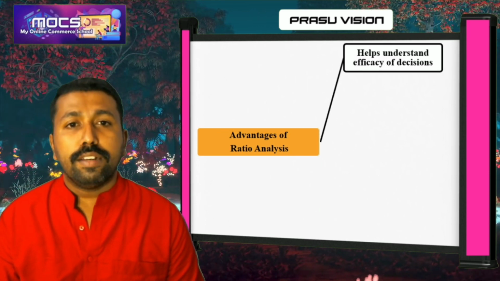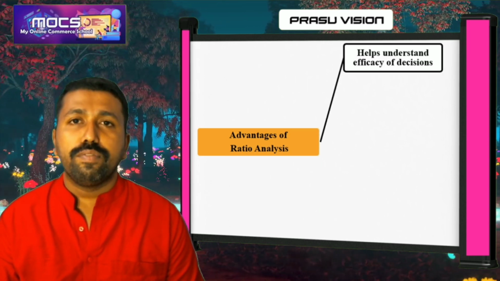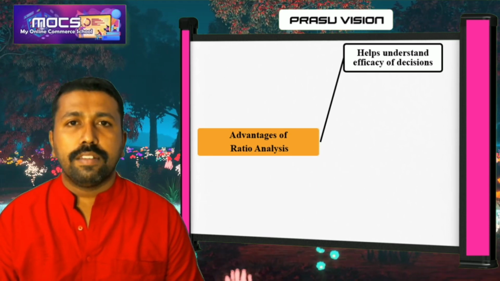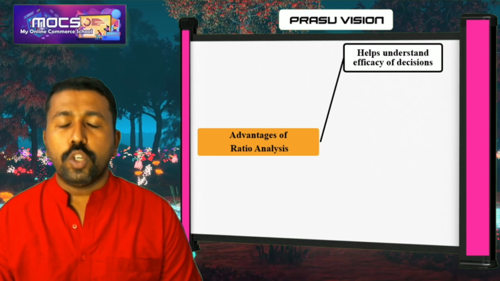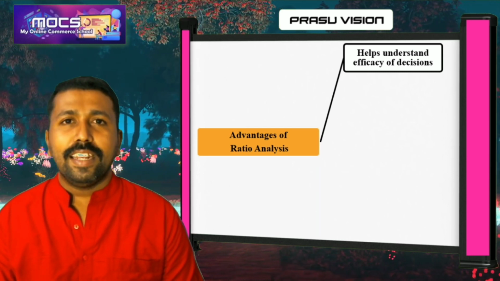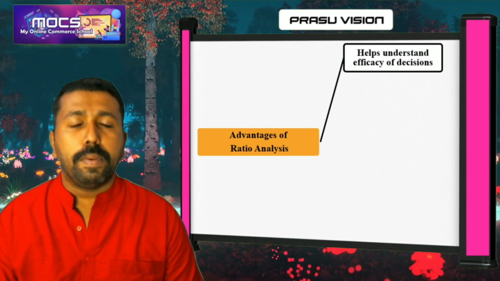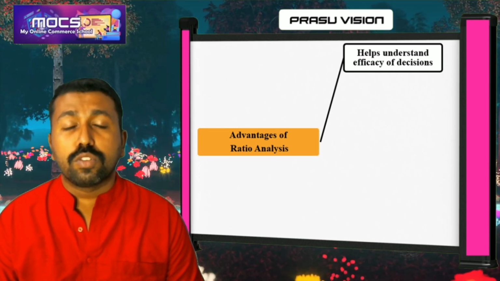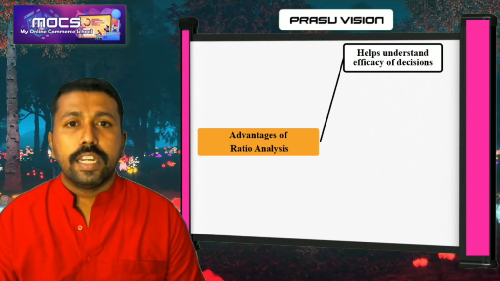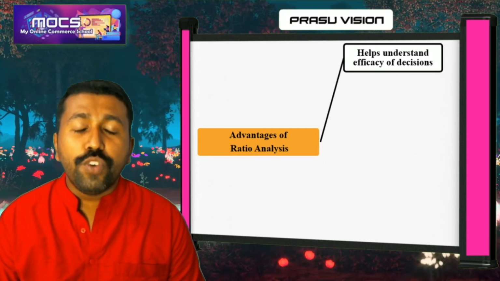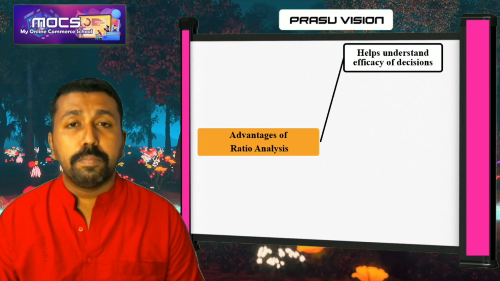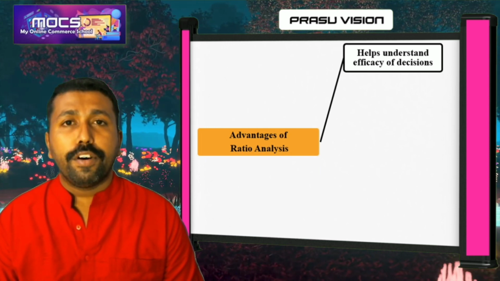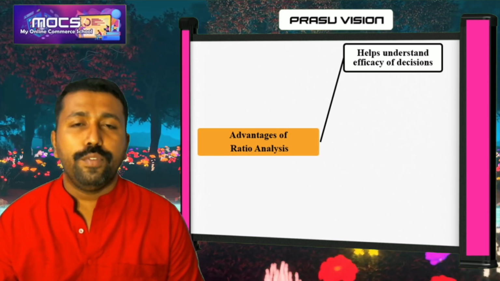First one is it helps in understanding the efficiency of decisions. You know very well, every year's performance of the organization shows the planning and managerial decisions of the top level. So, when we get the best results through the ratio analysis, it helps to make it very clear whether the decision is better or not, whether it needs more improvement or not, like that. So, that is one advantage.